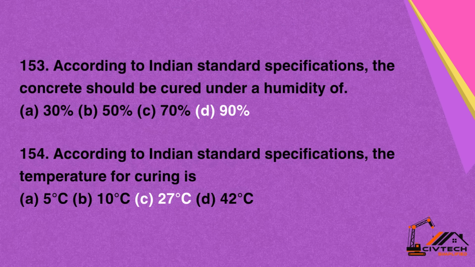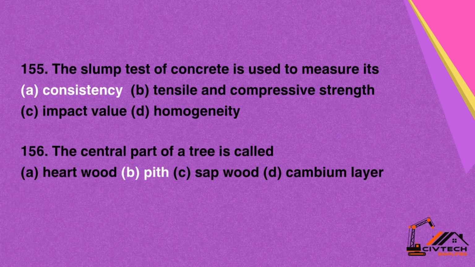153. According to Indian standard specifications, the concrete should be cured under a humidity of A. 30%, B. 50%, C. 70%, D. 90%. Correct option. D. 90%. 154. According to Indian standard specifications, the temperature for curing is A. 5 degrees Celsius, B. 10 degrees Celsius, C. 27 degrees Celsius, D. 42 degrees Celsius. Correct option. C. 27 degrees Celsius.